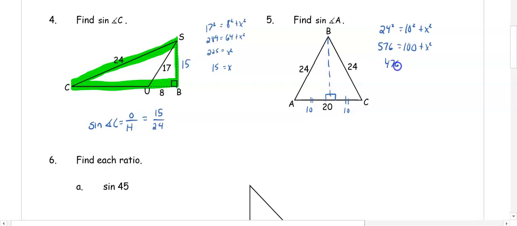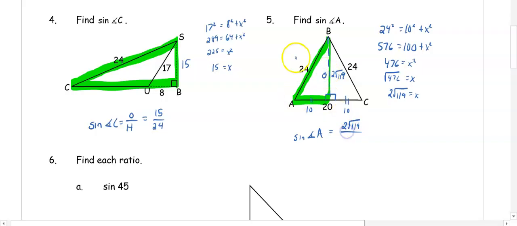476 equals x squared. So we get the square root of 476, which simplifies to 2 root 119. So now we can focus on one of these triangles. And if we are doing the sine of angle A, that is the opposite side, which is the 2 root 119, over the hypotenuse, which is 24. So this simplifies to the square root of 119 over 12.